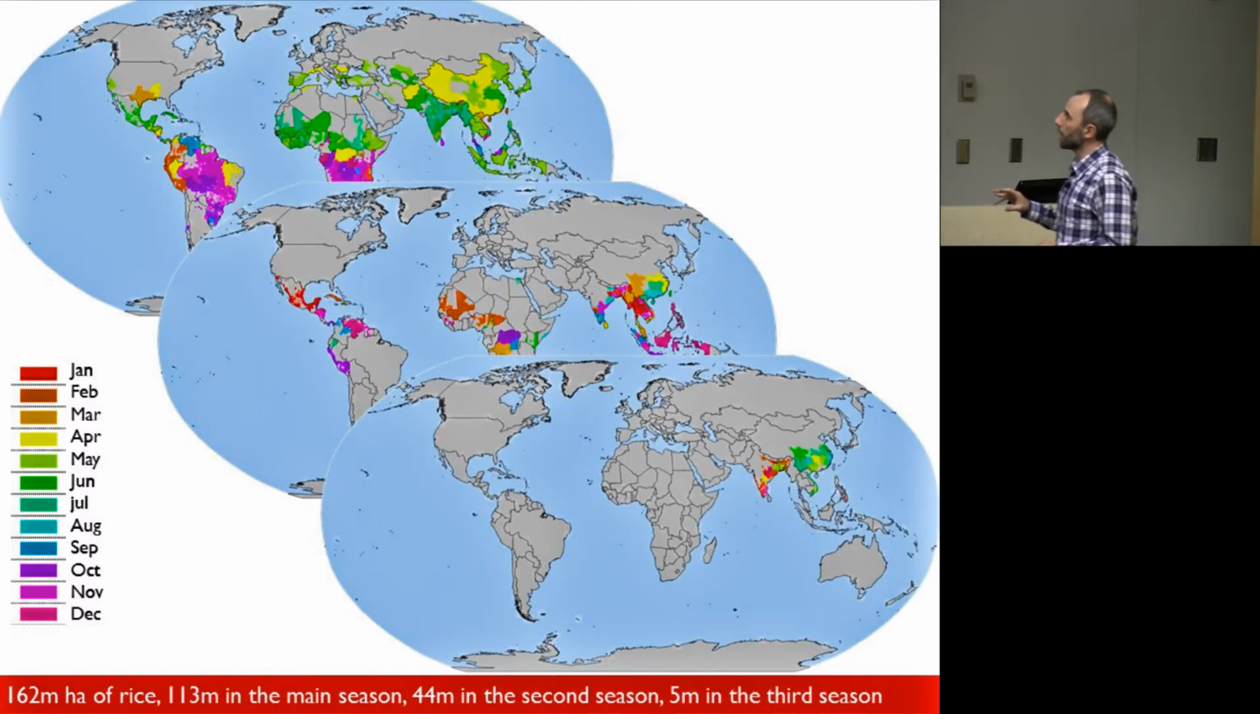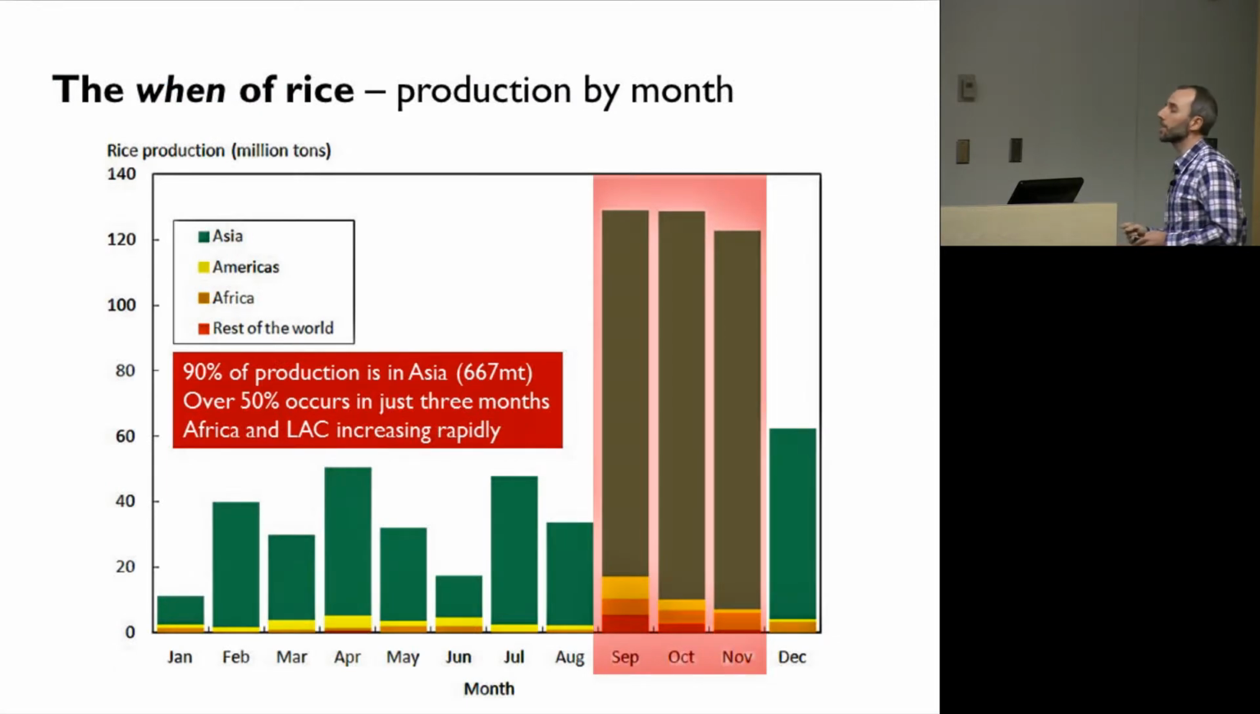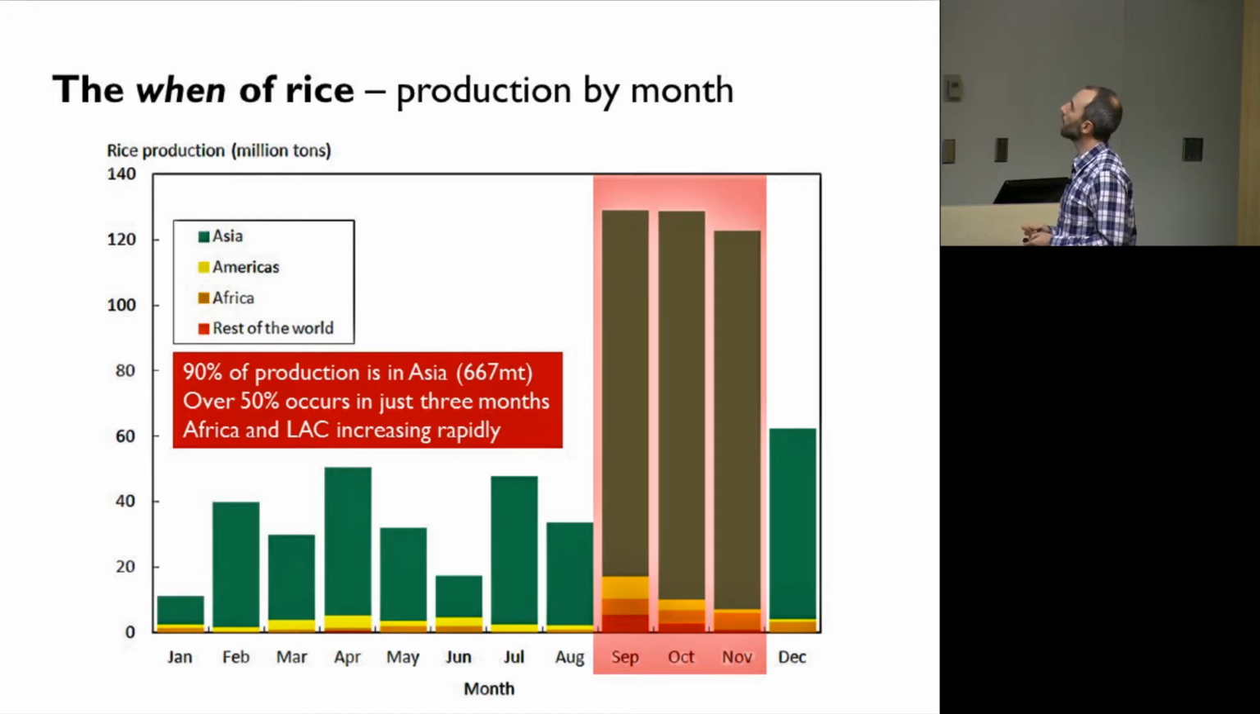Out of the 162 million hectares, we reckon about 113 is planted in the first season, about 44 in the second season, and about 5 million hectares is where they have triple cropping. So you're getting an indication of the cropping intensity of rice. This allows you to talk a lot about when does rice come onto the market, when do we expect that huge production to hit the market. And you see here that it pretty much all occurs in 3 months of the year. September, October, November is where most of this kind of 700 million tons of rice comes onto the market.